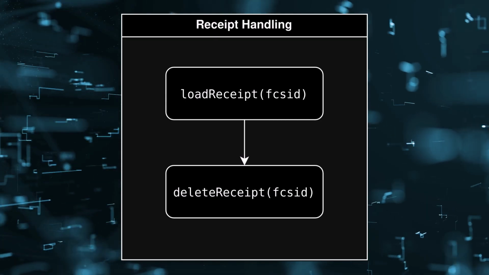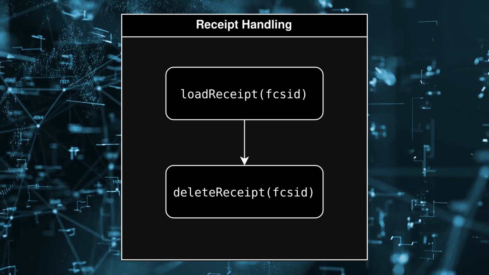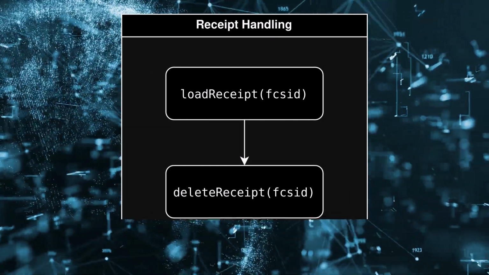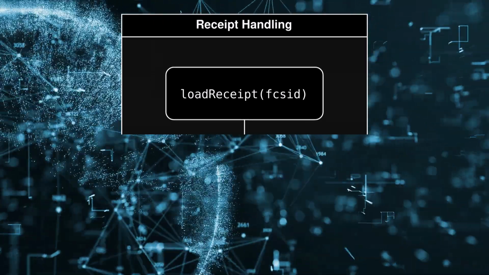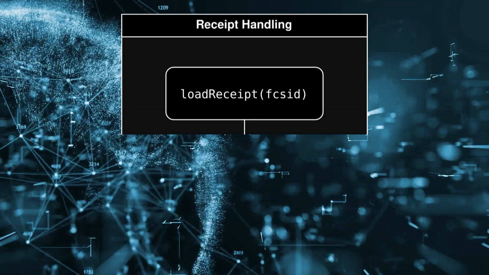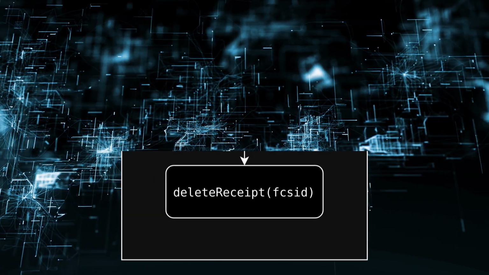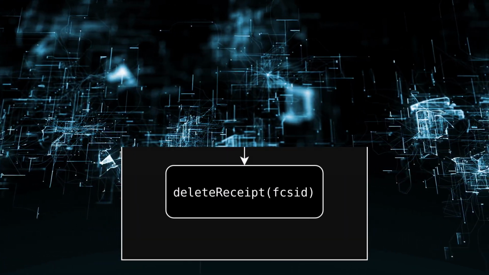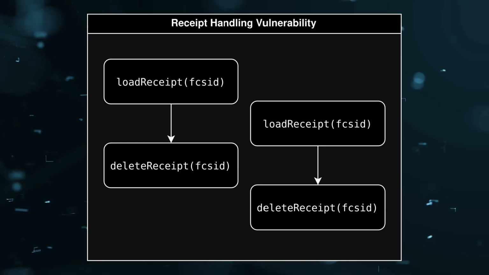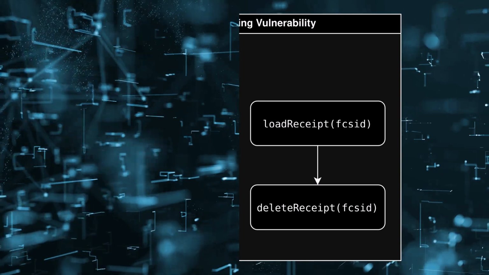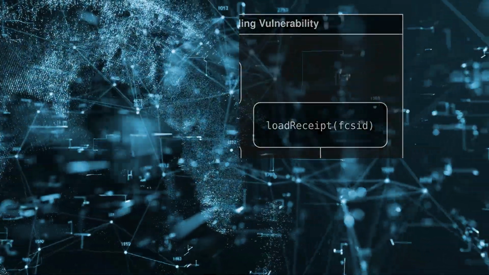And let's look at a simplified representation of what the code for the vulnerable functionality might look like. Here we see the function loadReceipt, which takes an FCS ID and loads the information for that user's cart. Directly below is the deleteReceipt function, which takes the same FCS ID and deletes that data. The problem here is that between these lines there is a race window. If 2 threads were to request the receipt at once, thread 2, the attackers, could load the receipt before thread 1, the victims, could delete it. And the solution to the race condition would be to use a thread lock to prevent multiple threads from being able to access the receipt simultaneously.